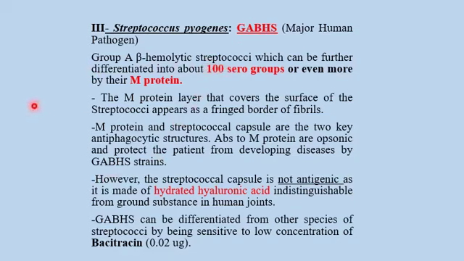Group A beta hemolytic streptococci can be further differentiated into about 100 serogroups or even more. As a result of mutations, there may now be more than 200 serogroups of this organism. The serogroups are divided according to what? According to the M protein, which is found on the cell surface.